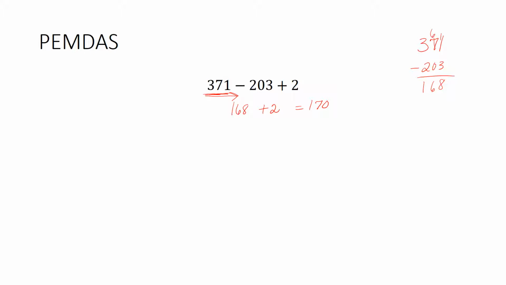So the reason that we work from left to right is most of the time, if you were looking the other way, you might call this 205. And if you take 205 away from 371, you're not going to get 168. Let's try another one.